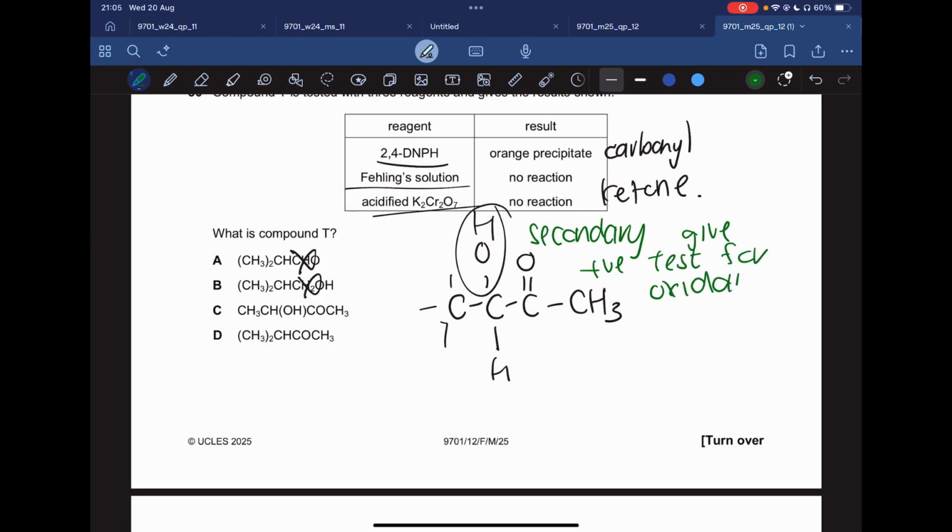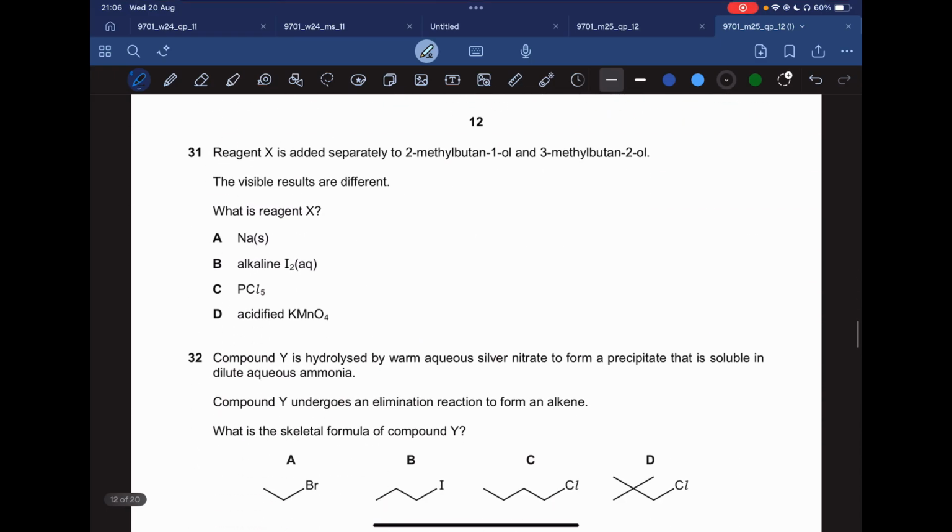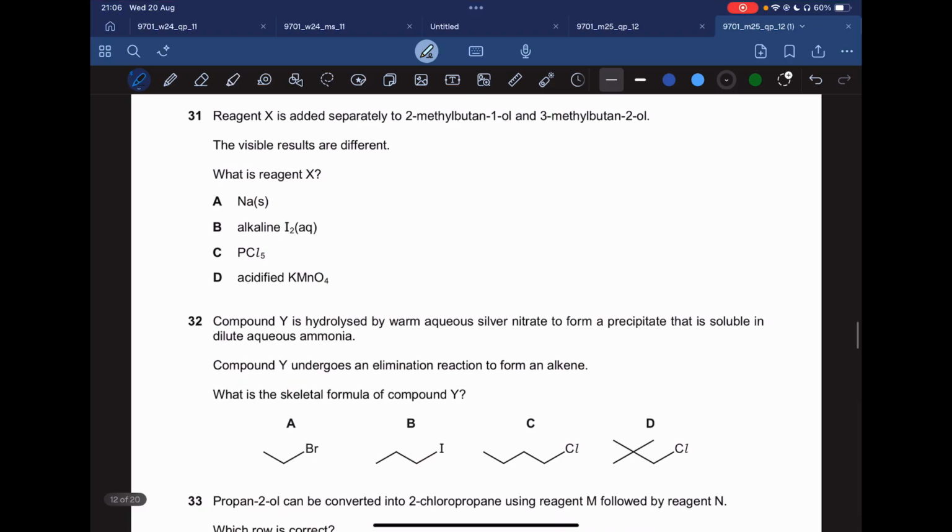Because it can be oxidized into a ketone. So that means that this cannot be true because we are only looking at pure ketones. Otherwise, it would have given a reaction with Fehling's and acidified K2Cr2O7.